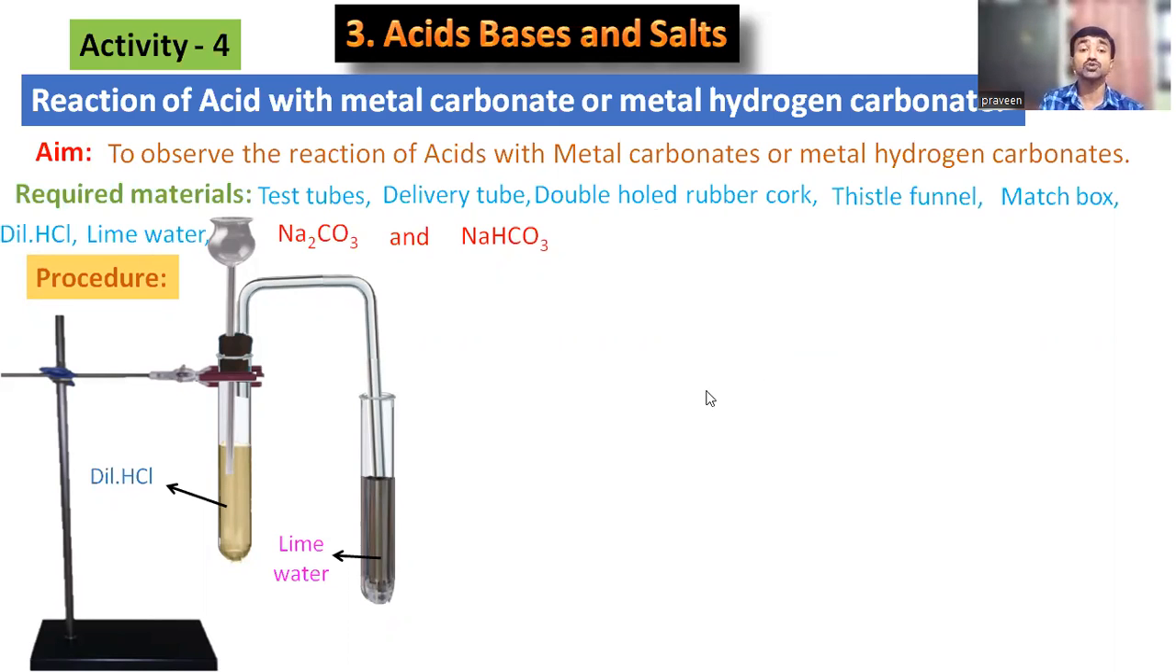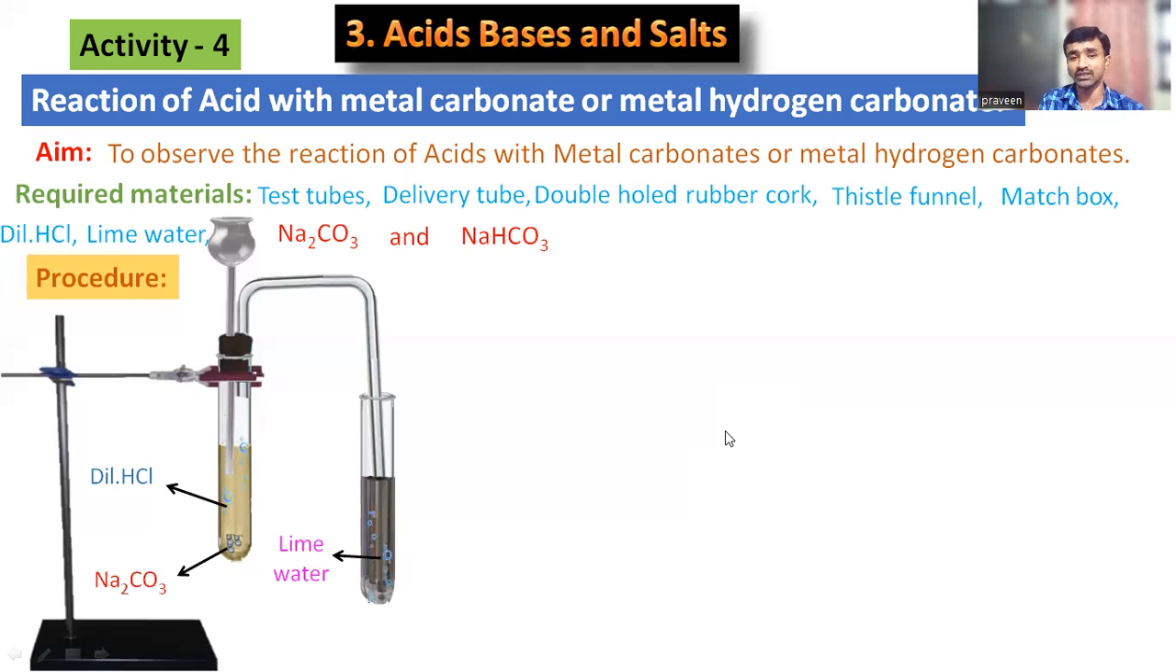Metal carbonate, sodium carbonate. So we are dropping sodium carbonate into the HCl through the thistle funnel. Look at that. Dropped. So what happens? The reaction takes place slowly between the sodium carbonate and HCl. We can realize that reaction with the bubbles in the boiling tube of HCl and sodium carbonate reactants. So they are liberating the gas that slowly passes through the delivery tube into the lime water.